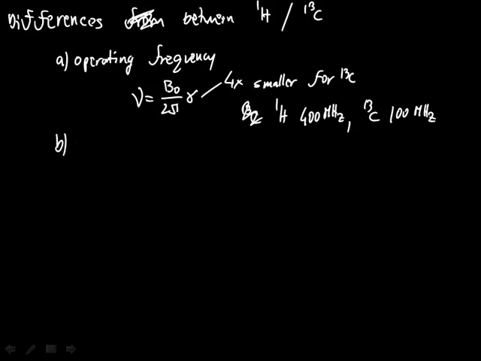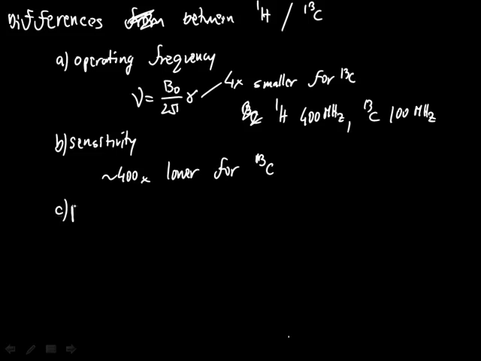The second issue is that of sensitivity. We already covered this. It is about 400 times lower for carbon-13, and this is caused by the low natural abundance of this isotope as well as by the gyromagnetic ratio, which is lower.